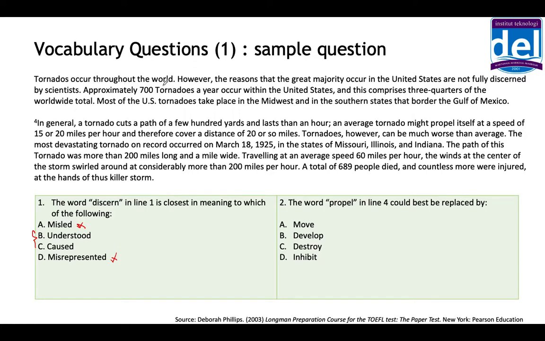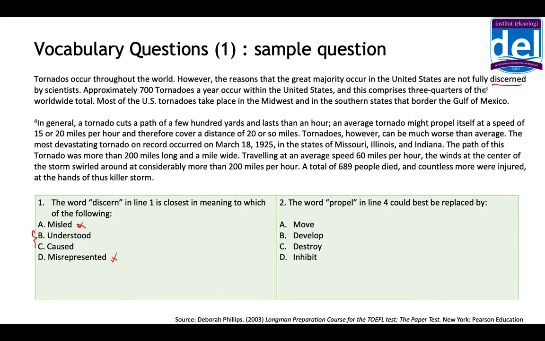Tornadoes occur throughout the world. So this text is about tornadoes. However, the reasons that the great majority occur in the United States are not fully discerned by scientists. So from the words surrounding the word discern, we've got the word however. So this indicates that there are two contradictory statements. The first is tornadoes occur throughout the world, and another statement is that the great majority occur in the United States. So why do tornadoes occur in the United States the most?